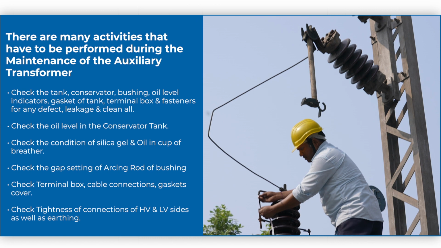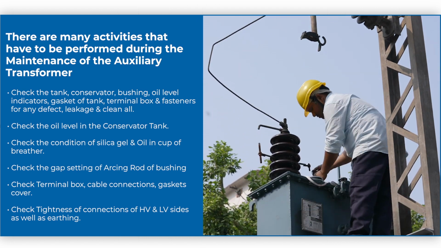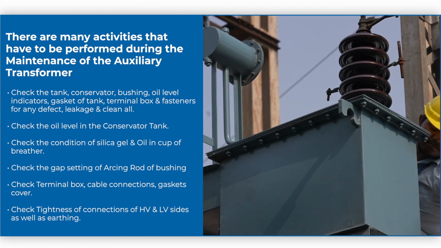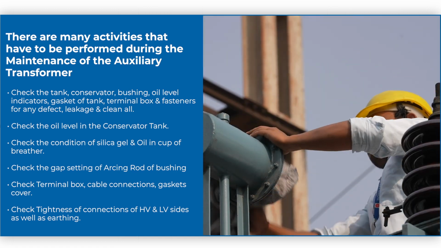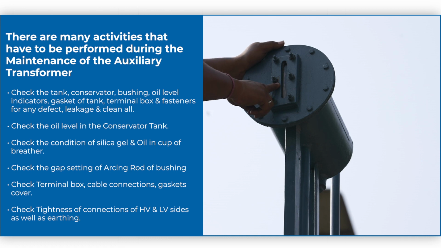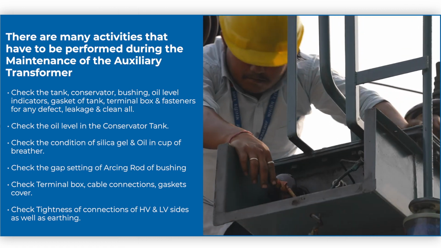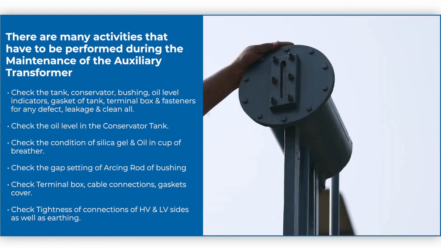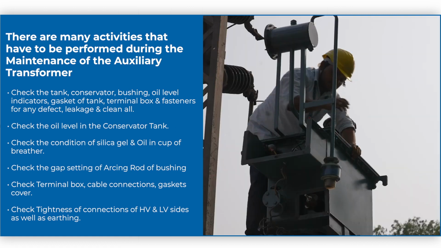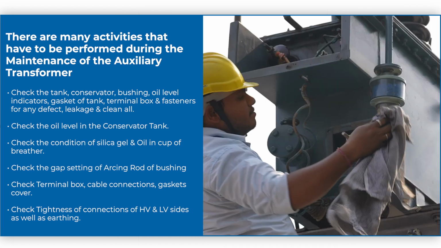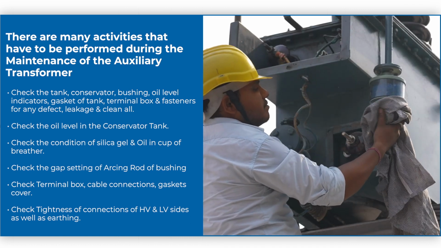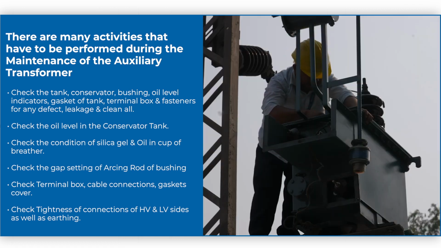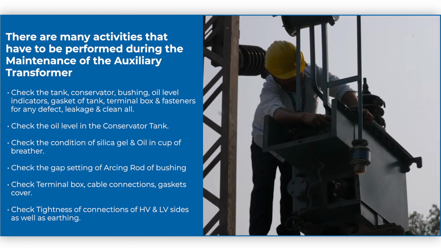There are many activities that have to be performed during the maintenance of the auxiliary transformer. Check the tank, conservator, bushing, oil level indicators, gasket of tank, terminal box and fasteners for any defect, leakage and clean all. Check the oil level in the conservator tank. Check the condition of silica gel and oil in cup of breather. Check the gap setting of arcing rod of bushing. Check terminal box, cable connections, gaskets, cover.